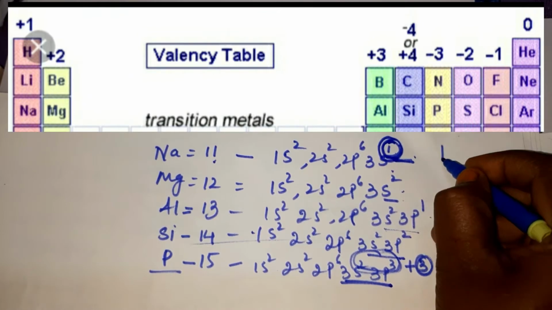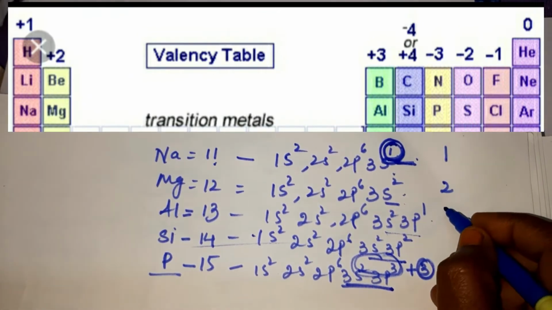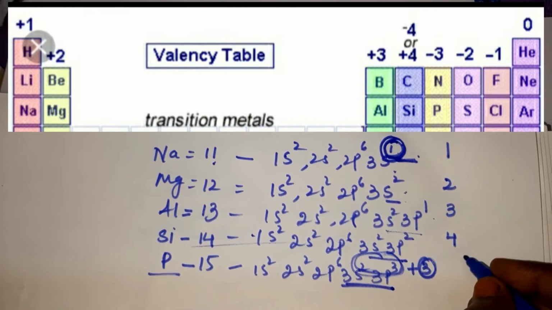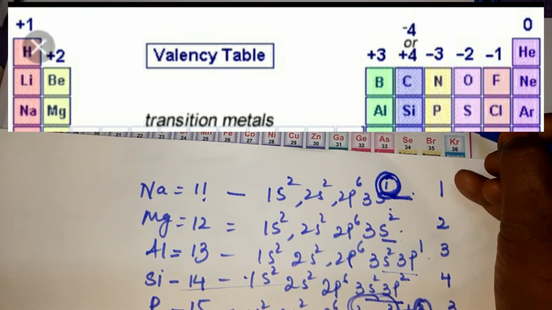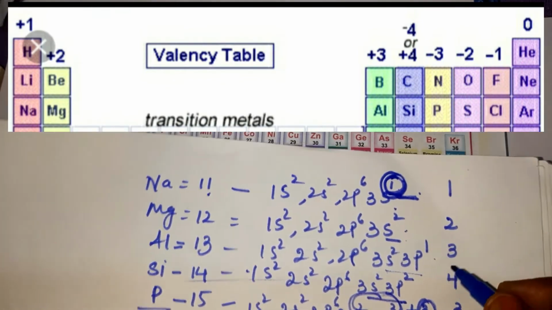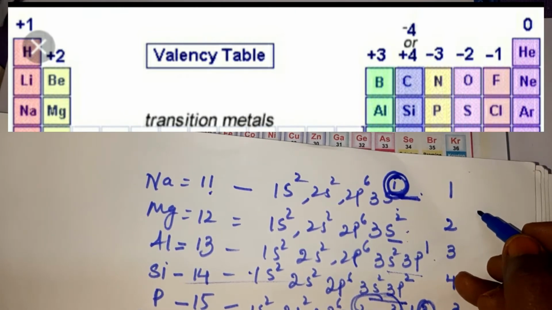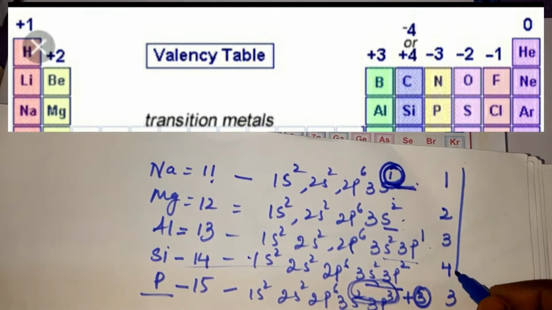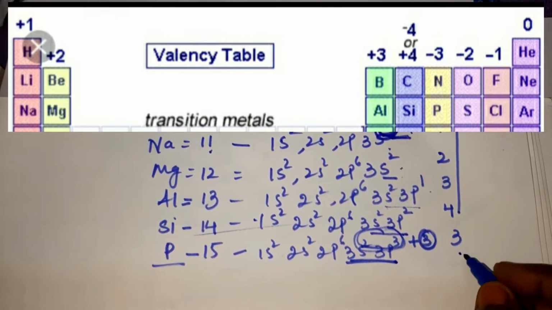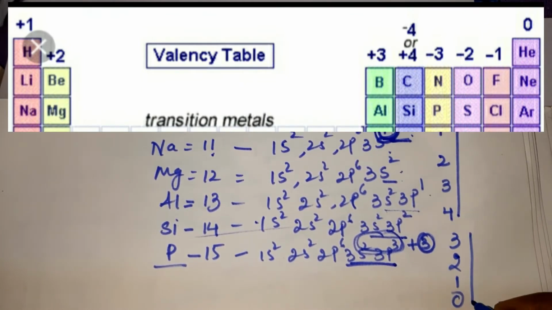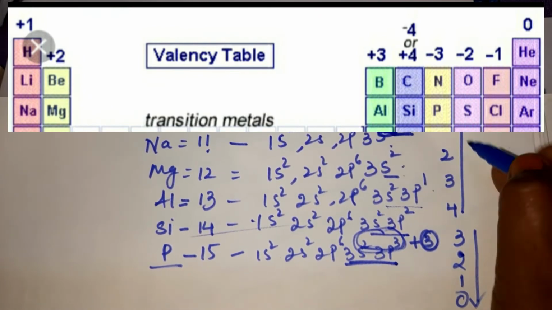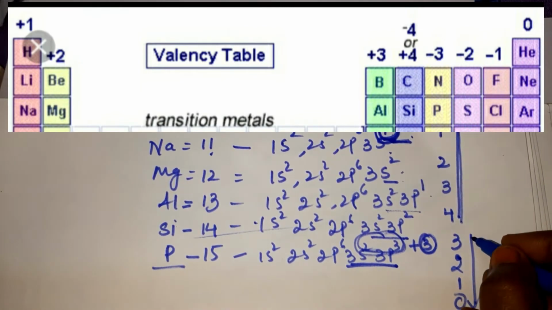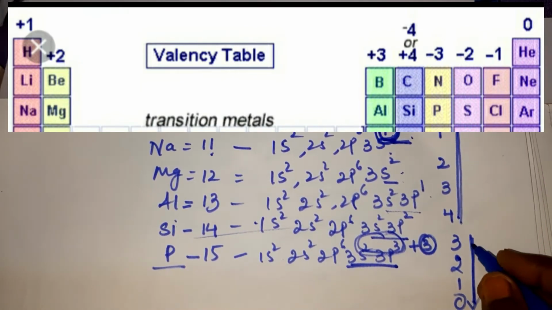So you have seen sodium has 1 valence electron, magnesium 2, aluminum 3, silicon 4 and phosphorus 3. Sulfur has 2 electrons, chlorine 1 and argon has no valence electrons, 0. So what happens to the valency when you move from left to right? The valency of the elements increases from 1 to 4 and then decreases to 0. You all understood, children? So the valency across the period increases from 1 to 4 and decreases from 3 to 0.